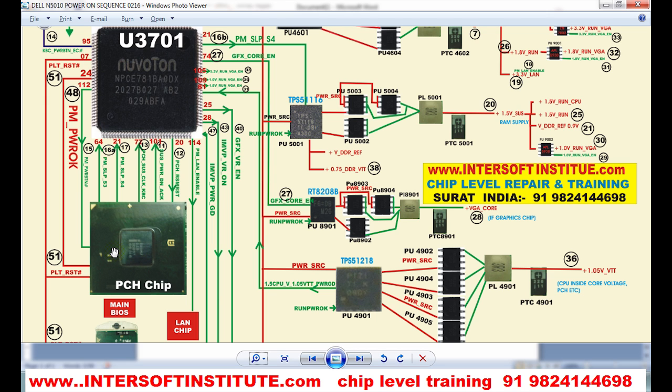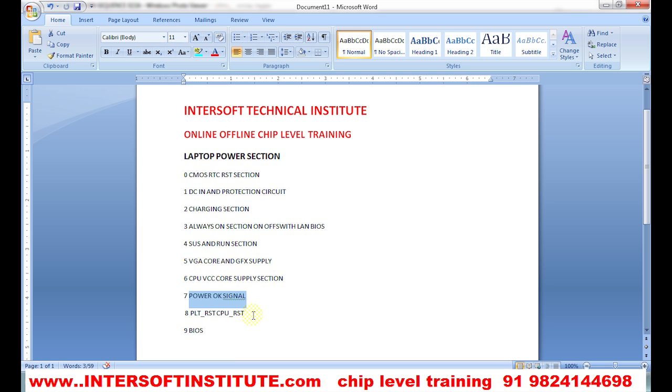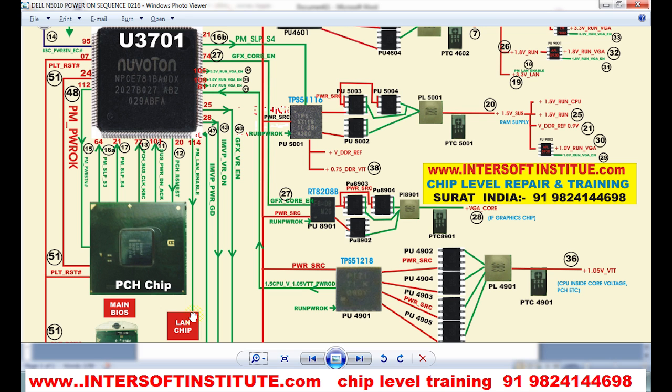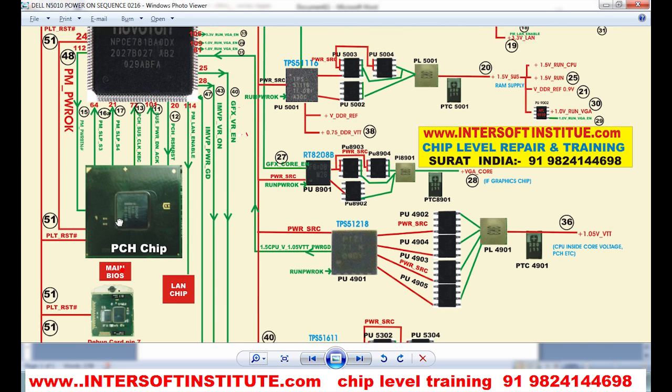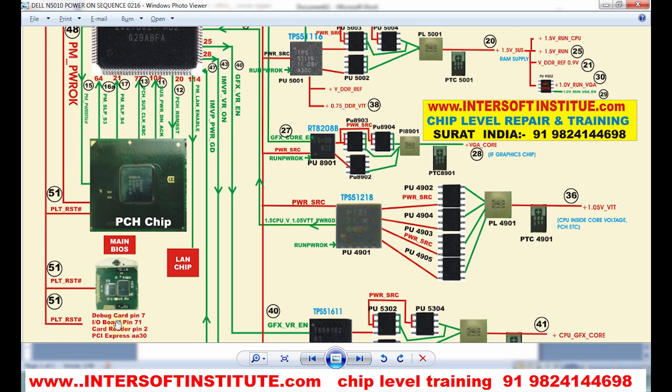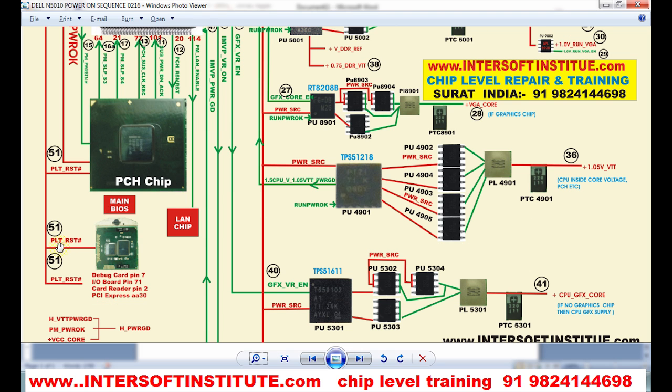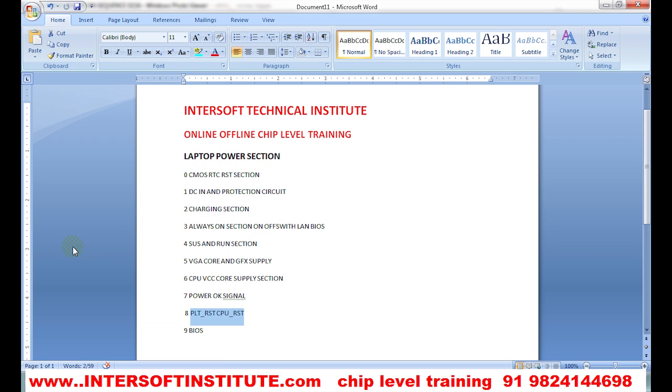After getting the power OK signal, the PCH supplies PLT reset and CPU reset to all the chips. So here it is supplying PLT reset to the CPU, debug card, IO, card reader, PCI Express, to all of them. So these are the sections. After PLT reset and CPU reset, the BIOS is activated, and after the BIOS it will go to the hard disk MBR section, the booting device, MBR or booting device, anywhere. So this is the process of how the motherboard starts.